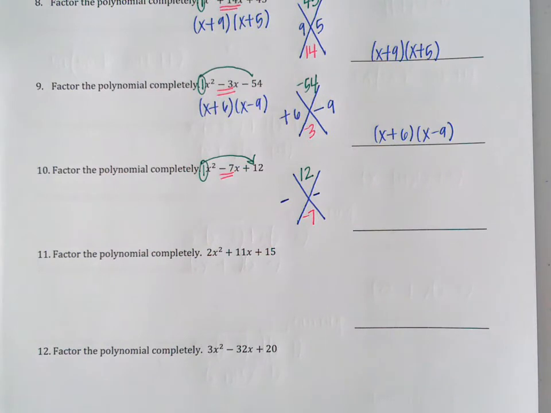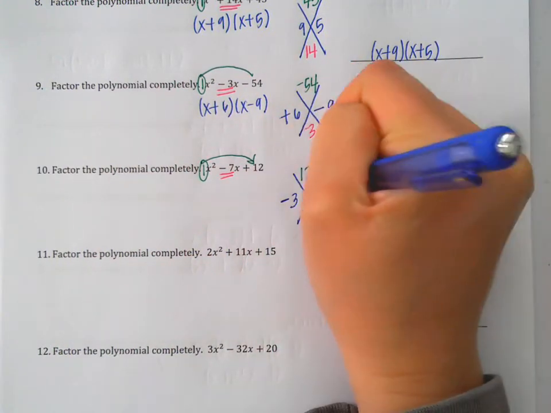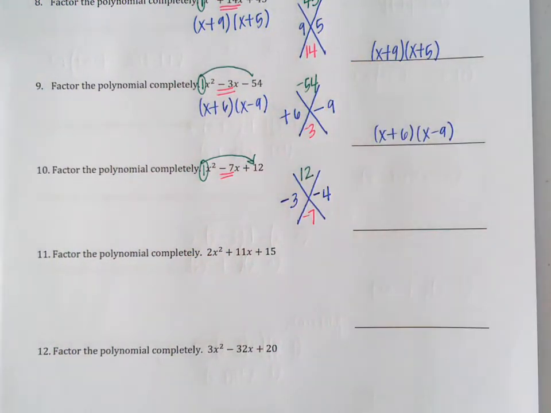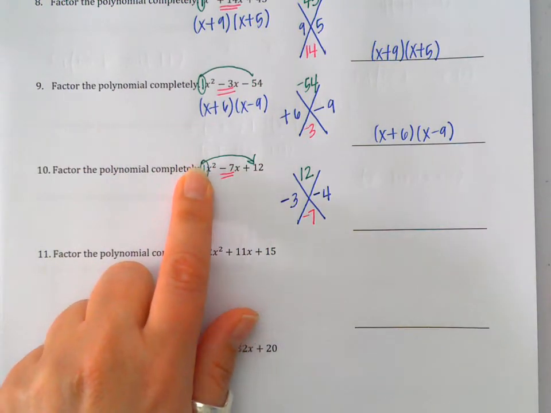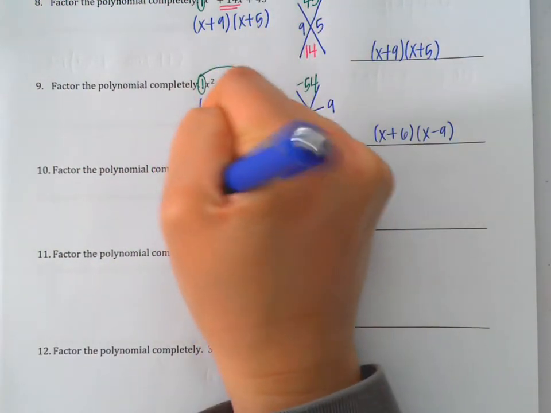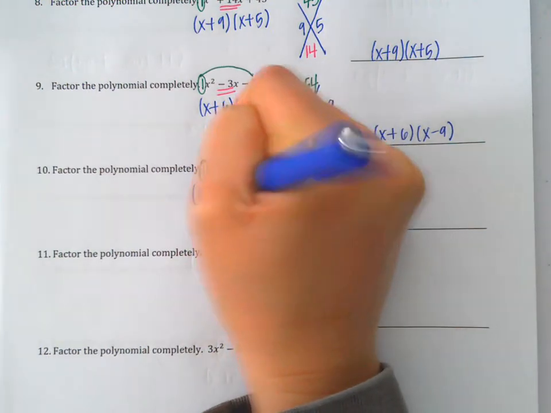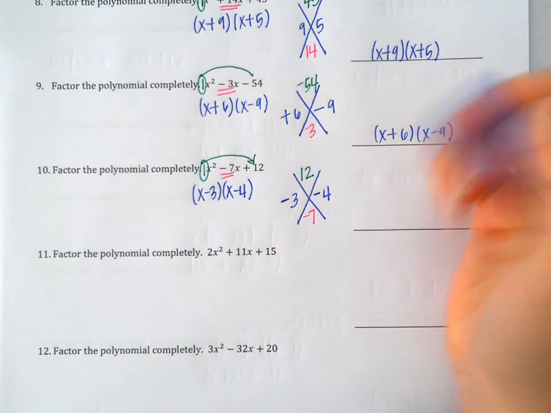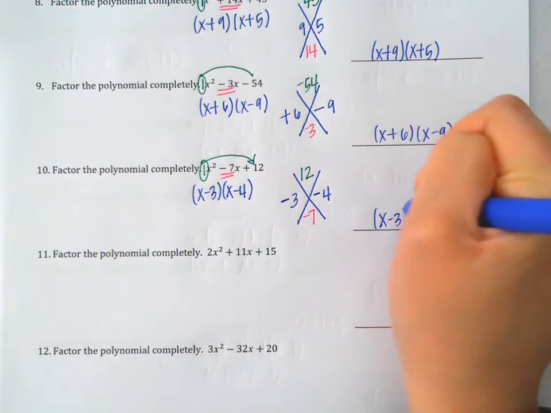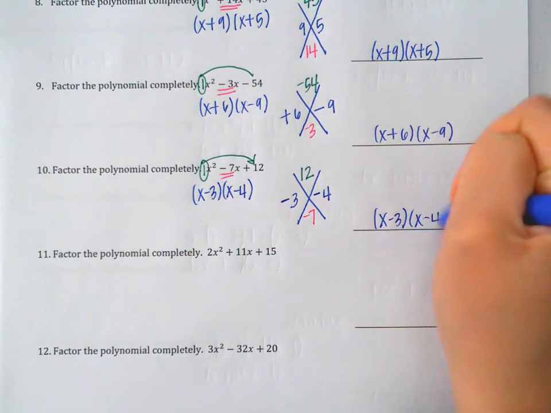So I'm thinking, now, what two numbers multiply together to get me 12 and add to get me negative 7? And that's going to be negative 3 and negative 4. So because A is equal to 1, I can go straight to the shortcut, x minus 3 times x minus 4, and that is my final answer.